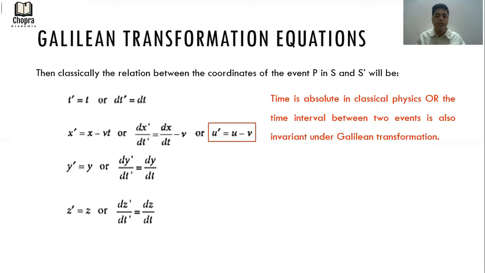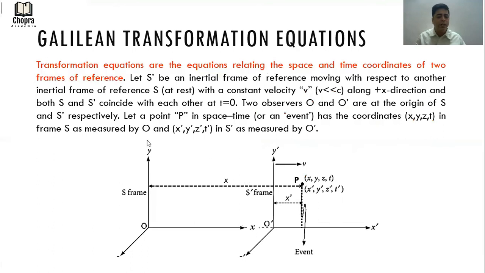Similarly, we can get other equations, which are x dash is equal to x minus vt. From the diagram you can see this is your x dash and this is your x, and after a time t, moving with velocity v, the distance traveled is basically vt. So you have x dash is equal to x minus vt. That is very easily visible from the diagram.